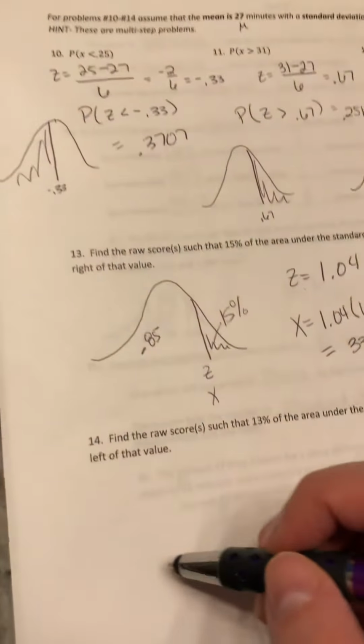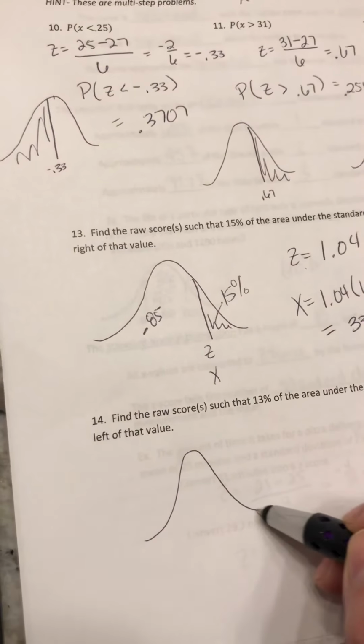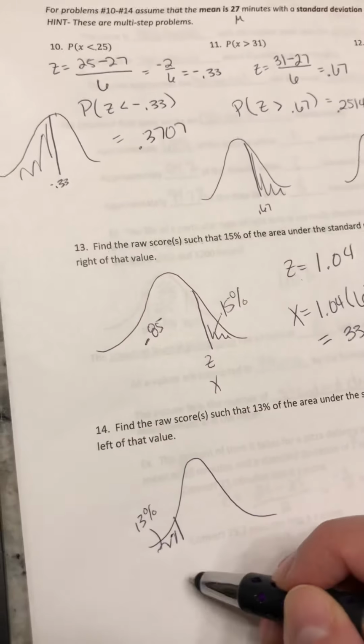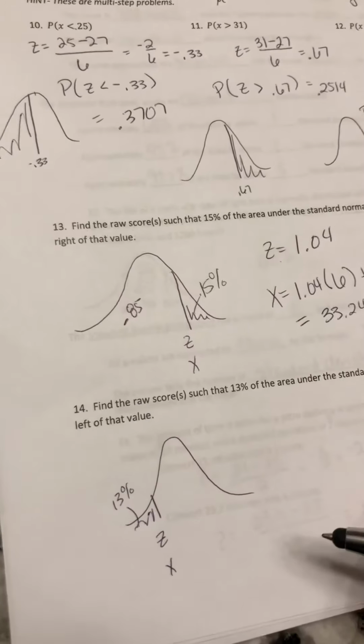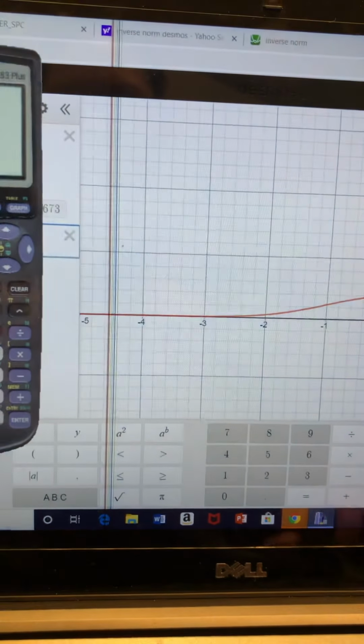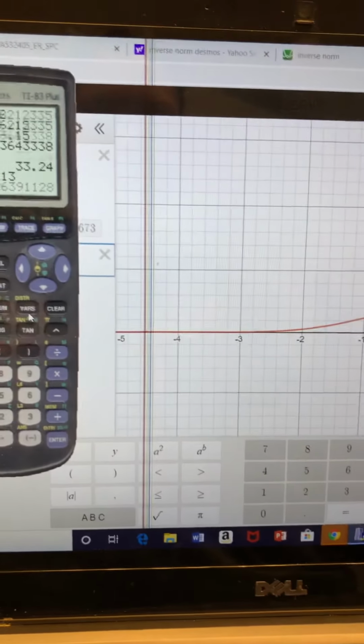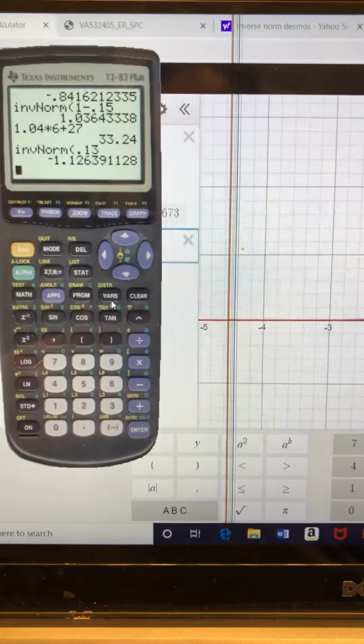And then for our very last one, want to find the raw score such that 13% lies to the left. So way down here is 13%. So I'm going to get Z and then I have to find X. So 13%, I'm going to do inverse norm of 0.13. And I get negative 1.13.